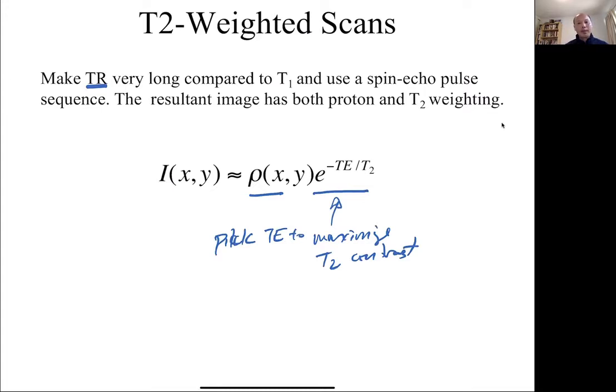On average, you want to make it 3 to 5 times the T1 of the longest species that you think is going to be present or that you care about, such that in 3 to 5 time constants, it is typically returned back to very close to its equilibrium value.